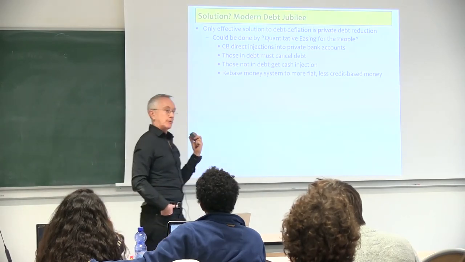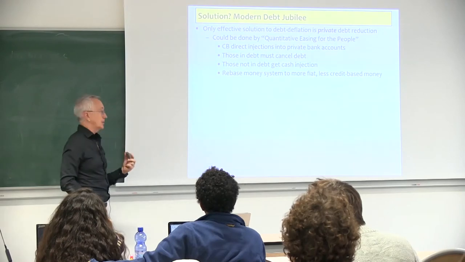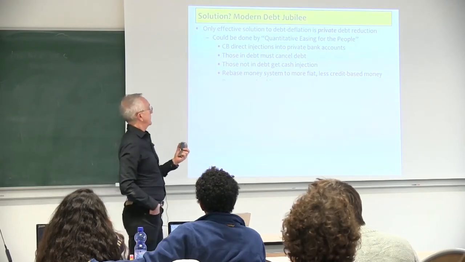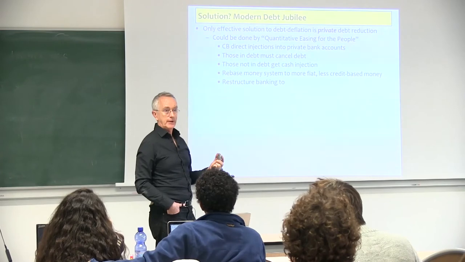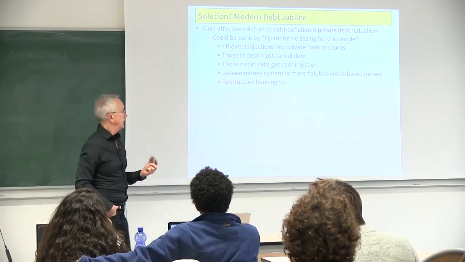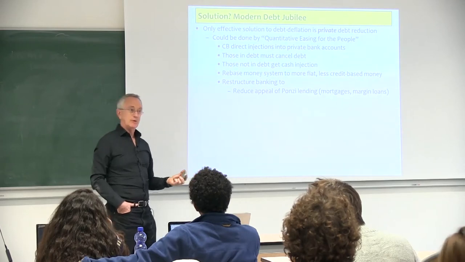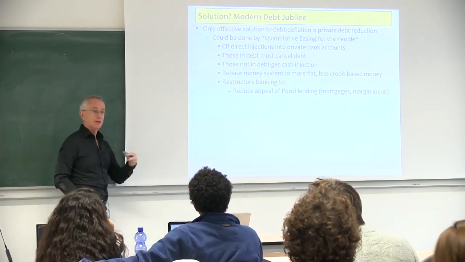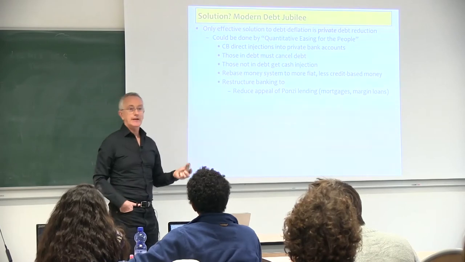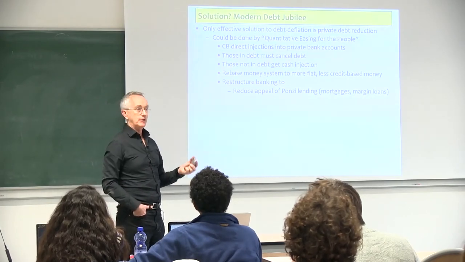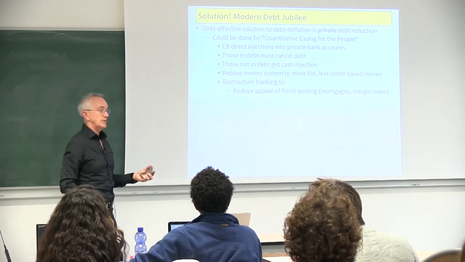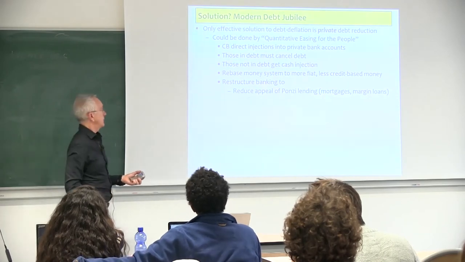This would reduce asset prices as well, which would make housing more affordable, and give us more of a fiat-based economy, less credit-based. And then stop banking financing Ponzi schemes, because we need banks to create money, but all they're doing right now is financing asset bubbles. You can't really borrow money from a bank to finance a business, let alone finance entrepreneurs.